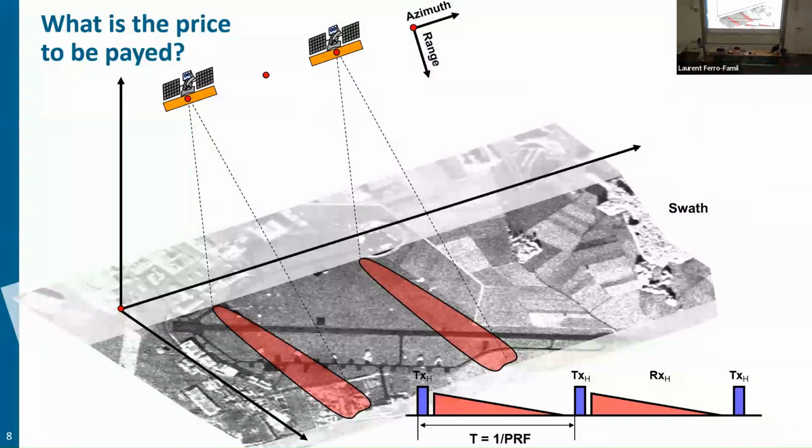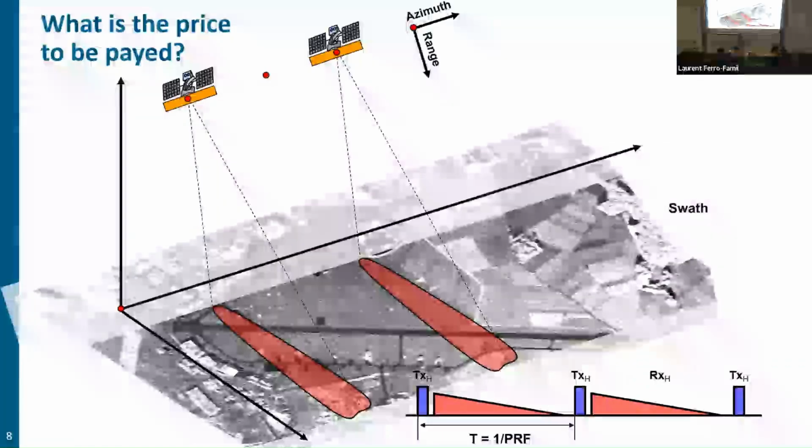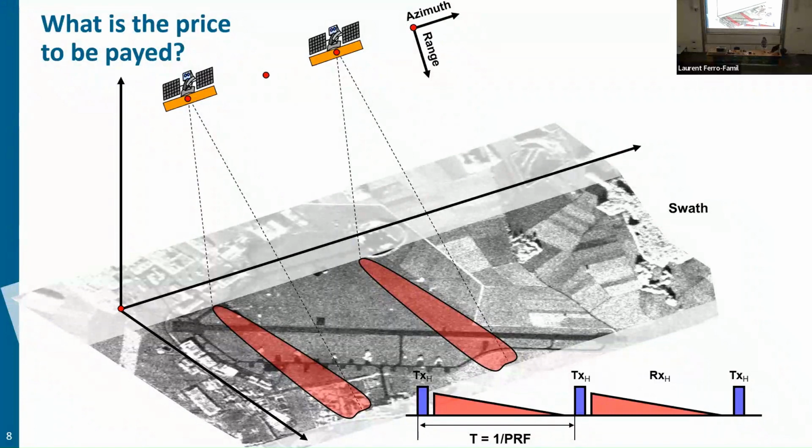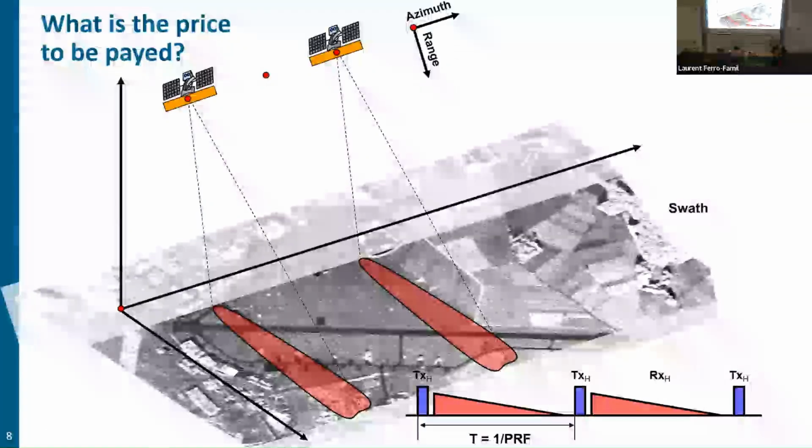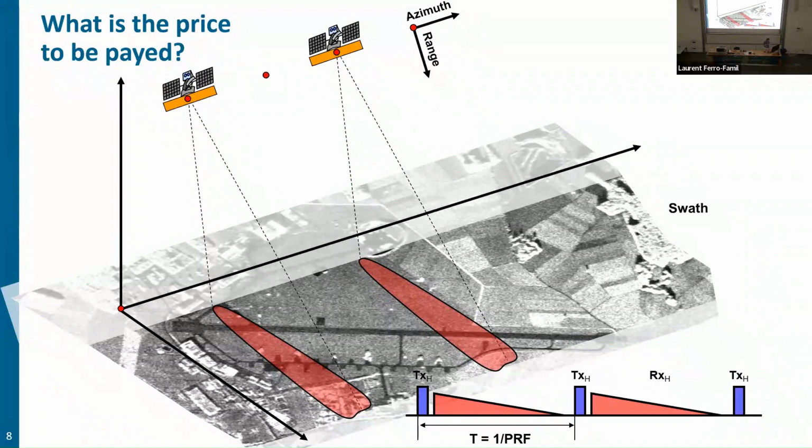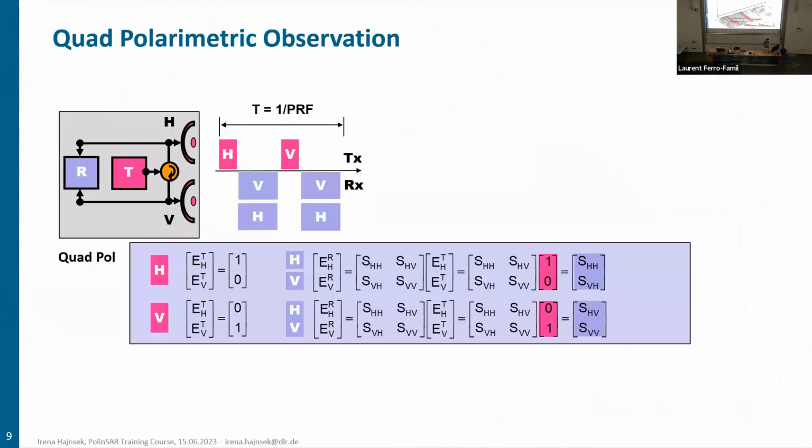And therefore your swath width is limited to the time of this transmit and reception. This time here is also called 1 over PRF. PRF is the pulse repetition frequency that you have, so the repetition frequency of this pulse.